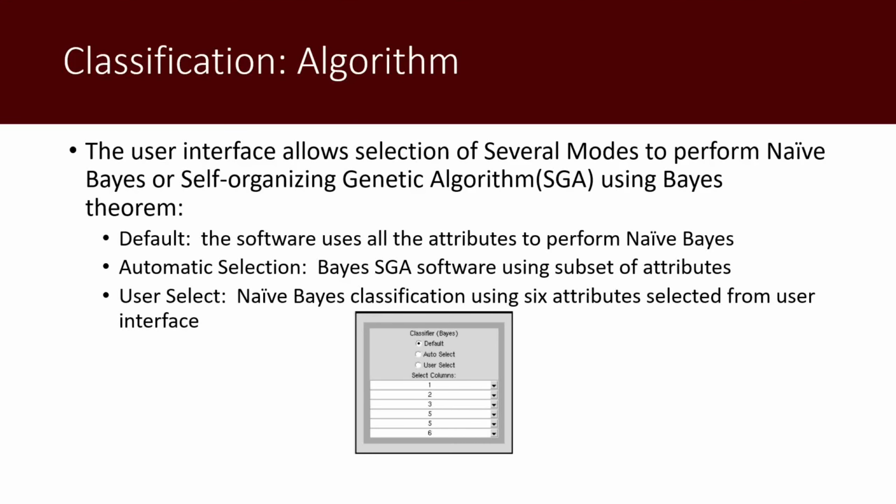On this slide, I show the user interface for Bayes classification. The operator had a choice between 3 different modes, and it's done by using a radio button: a default, auto select, and a user select option. When choosing user select, the 6 columns have to be specified. These will be the ones that will be used for classification.